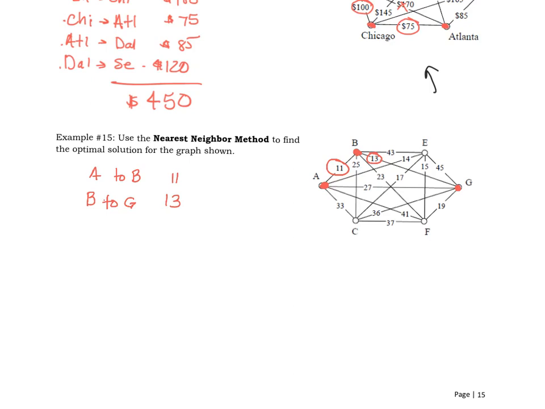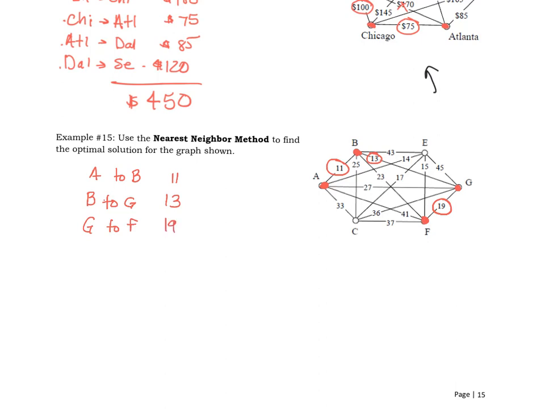So now I have 45, 20, nope, I can't do 27. That'll put me back at A. I have a 36 and a 19, so it looks like our 19 is going to be our best choice. And that puts me to F. So G to F is 19.